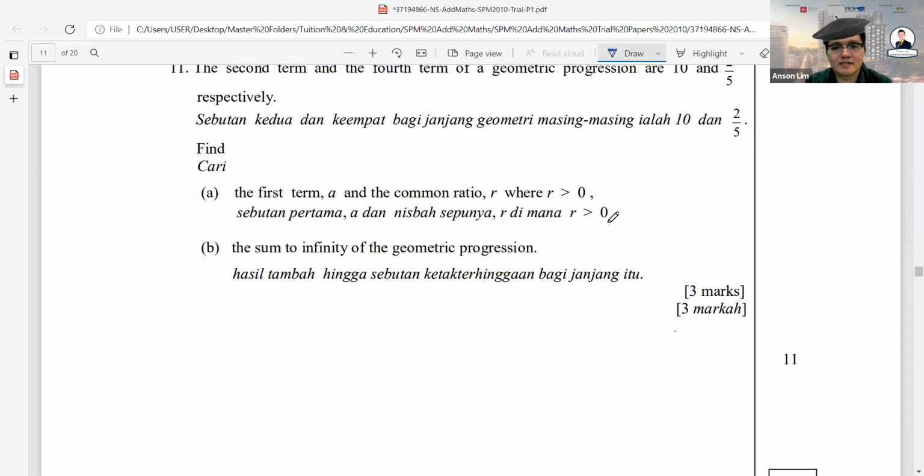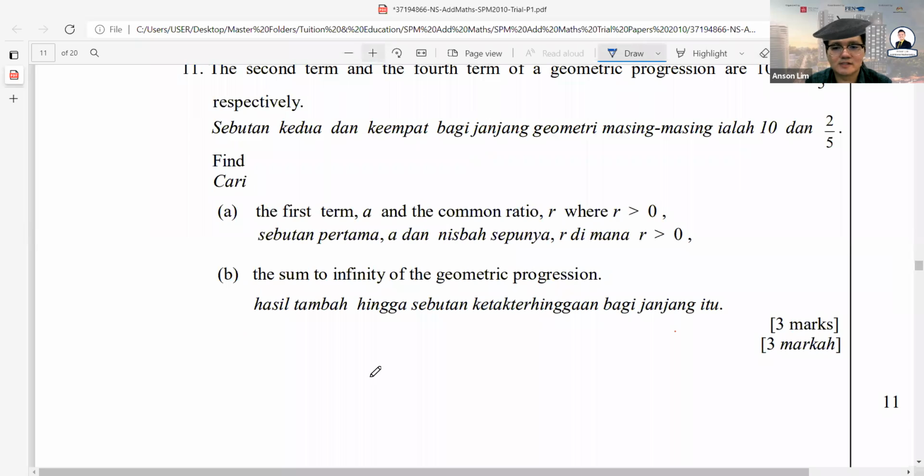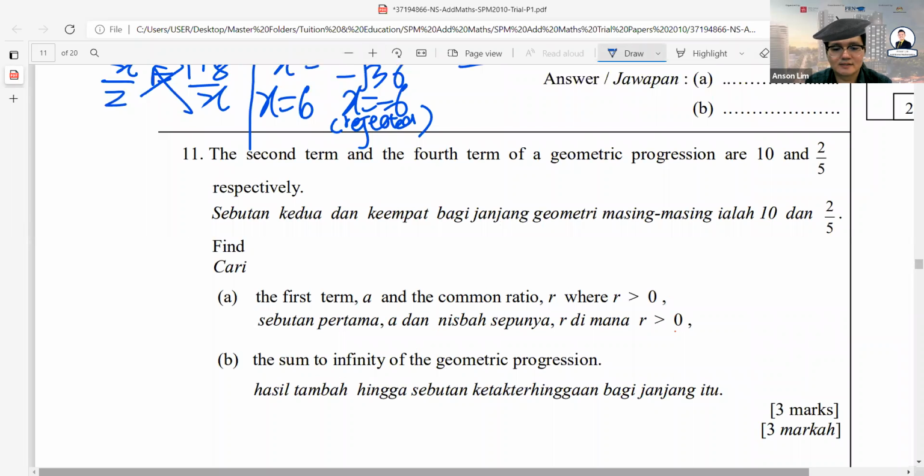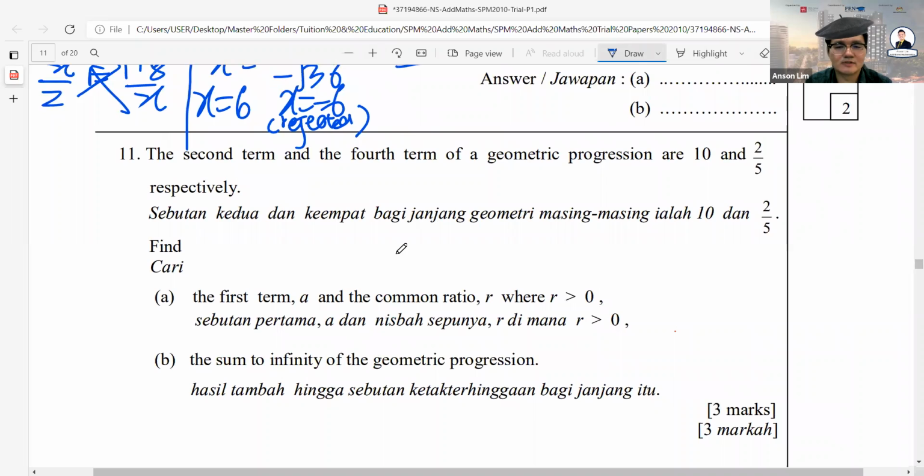And see whether you can get it correct or not. The first term, the common ratio, all these things, right? Try to attempt it, and find the sum to infinity also to test your formula. We warm up first, okay? We've got a lot of lessons coming up. You can do a lot of keep-up questions with me later on.